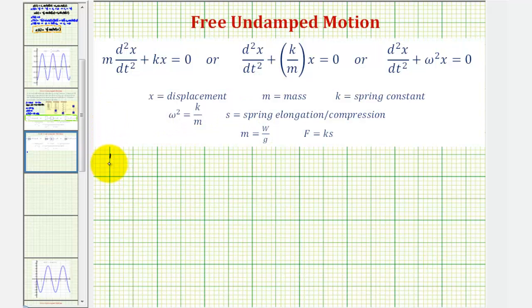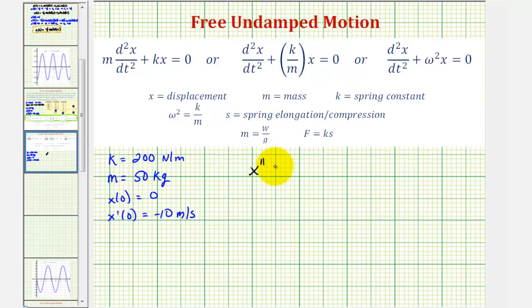Again, we found the spring constant k was equal to 200. The mass was equal to 50 kilograms. x of 0 was equal to 0, and x prime of 0 is equal to negative 10. Let's use this form of the differential equation. So we have x double prime plus k divided by m, which would be 200 divided by 50, times x equals 0, which would be x double prime plus 4x equals 0.